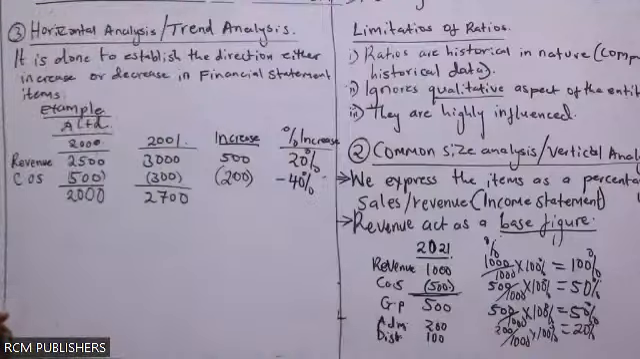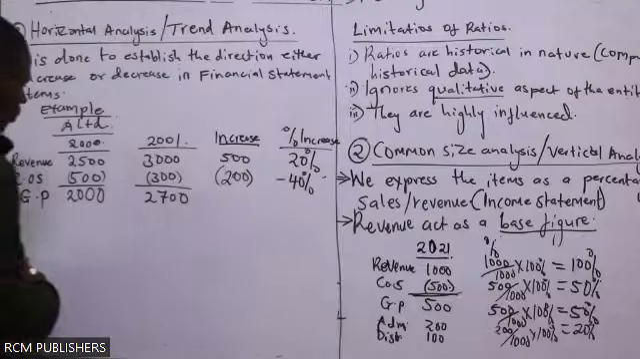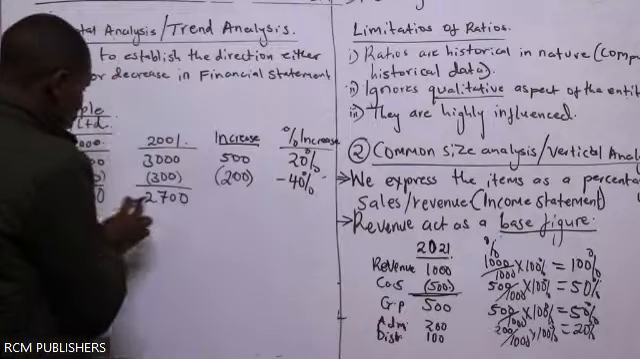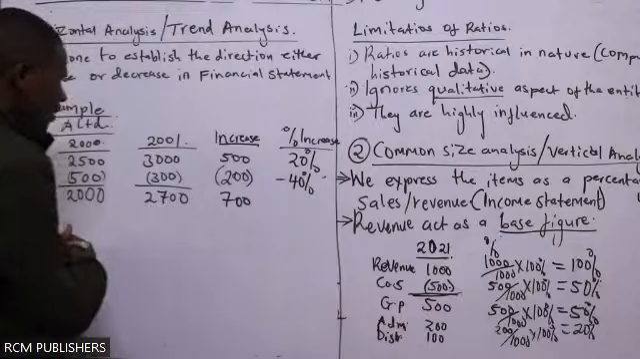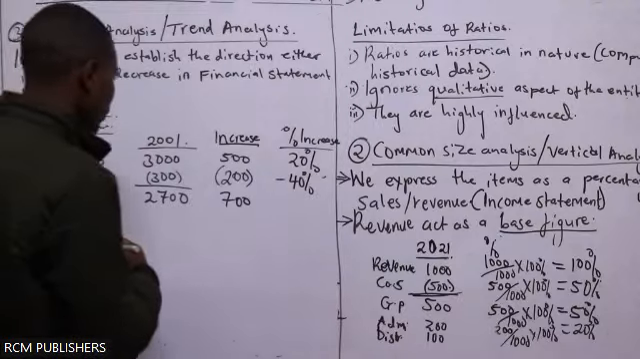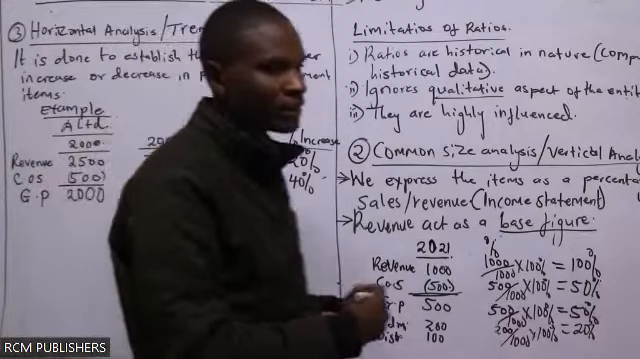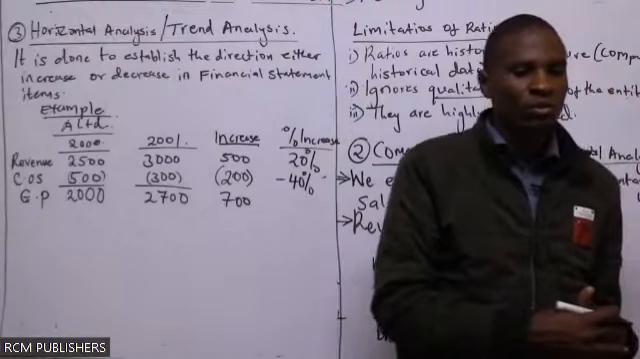Now, let's see the effect of that on our gross profit. So there is an increase in our gross profit by 700. Sorry, 700. What is our percentage increase, as far as gross profit is concerned?